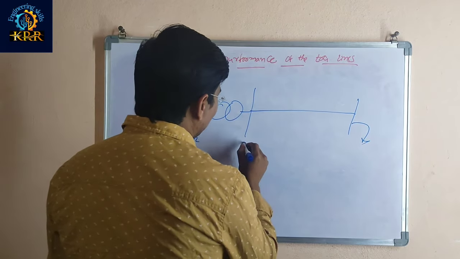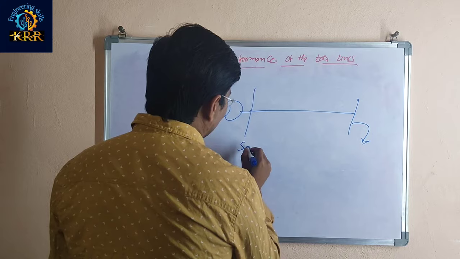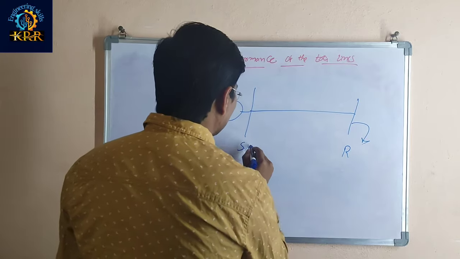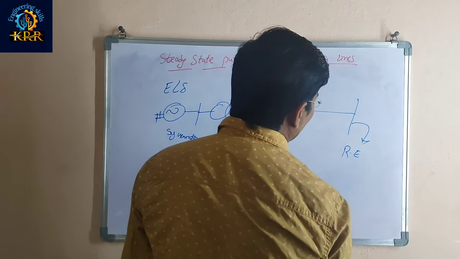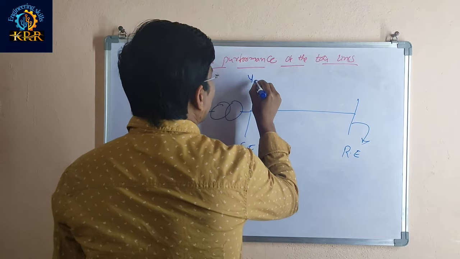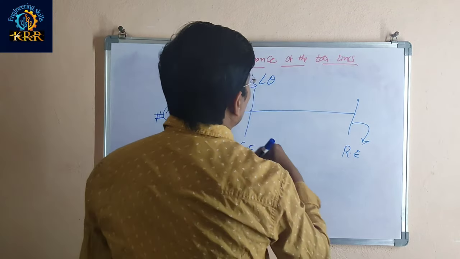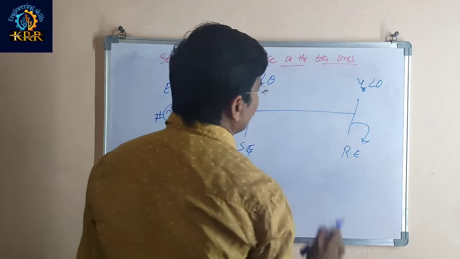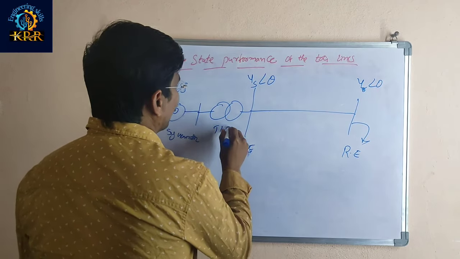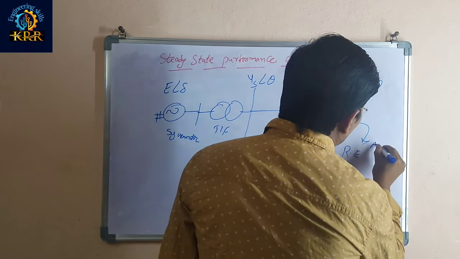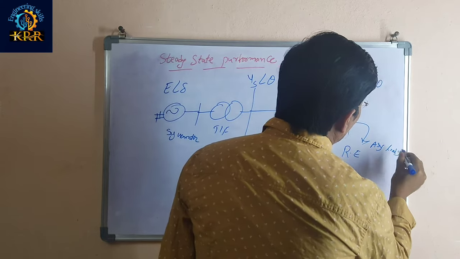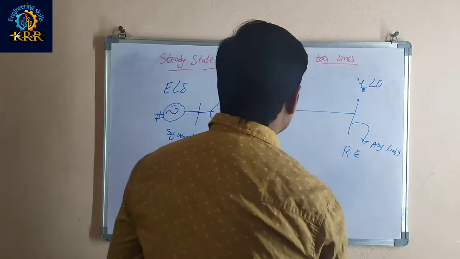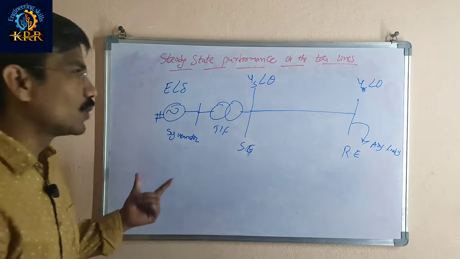This is the sending end side. This is the receiving side. This voltage is the sending end voltage at an angle theta. This is the receiving end voltage at an angle zero. This is the transformer. The loads are asynchronous loads. The loads may be asynchronous loads, and the generator may be a synchronous generator.